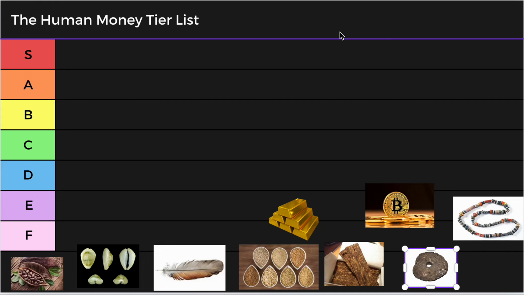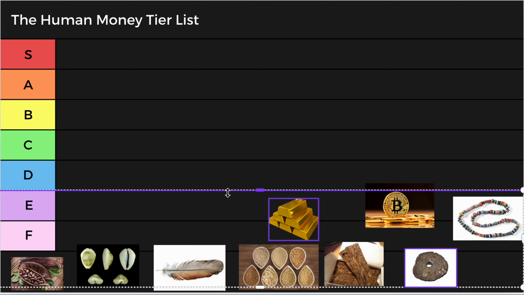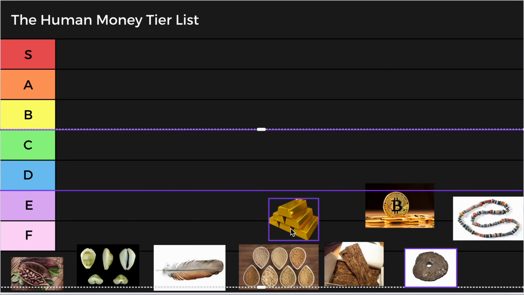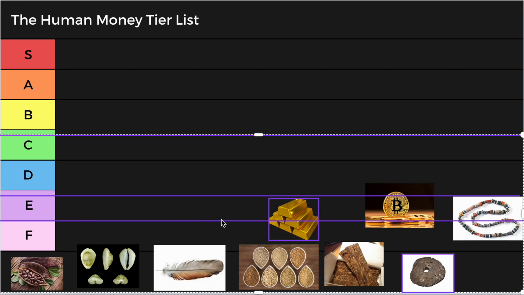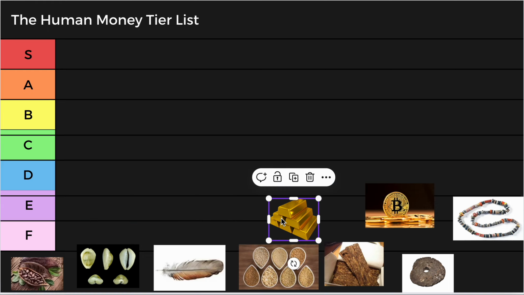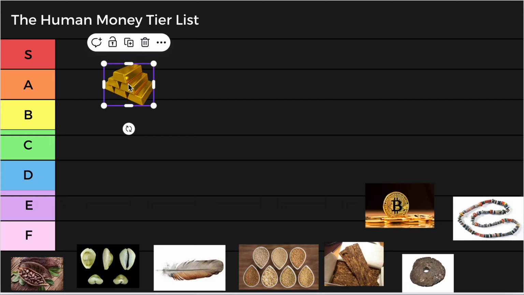So what should we start with first? We could do one of the easier ones. Let's go with gold first. All right. So gold is definitely something we've got to put in the A tier for sure. Gold is extremely scarce. It is the scarcest commodity we have.